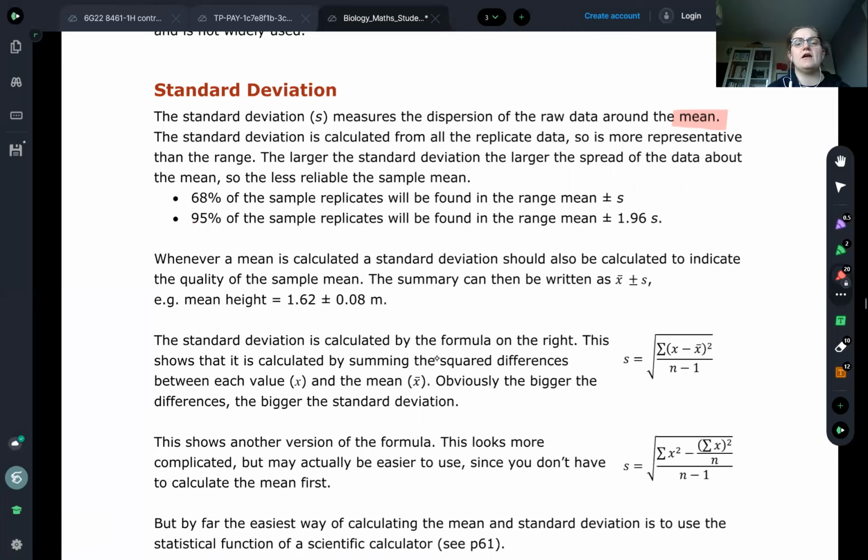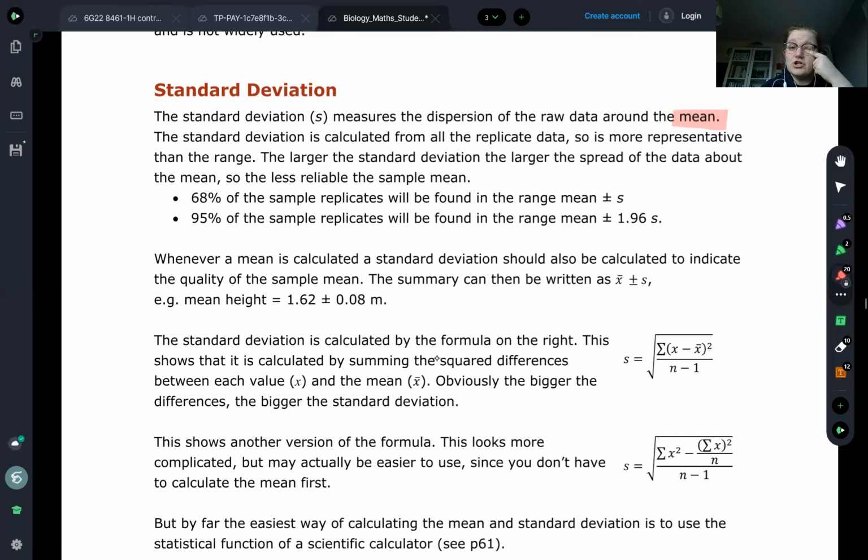So we can calculate standard deviation from all that replicate data that you've got, and we use the mean as the point around which it spreads. So it's more representative than the range. The range just tells us the difference between the highest and the lowest, which is not that great because we're not looking at all of the different bits of data. When we involve the mean, we're looking at the difference between the mean and the lowest value, and the difference between the mean and the highest value.